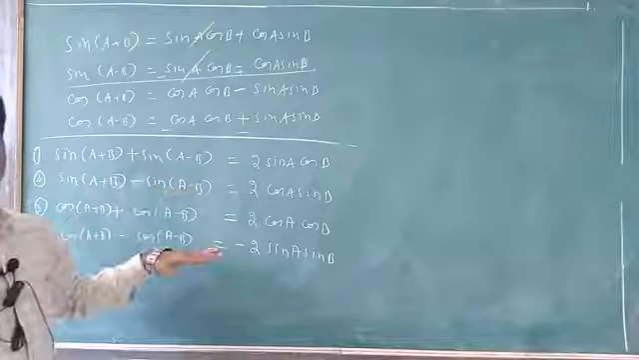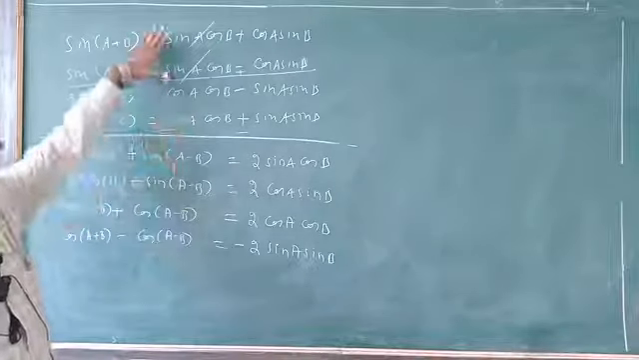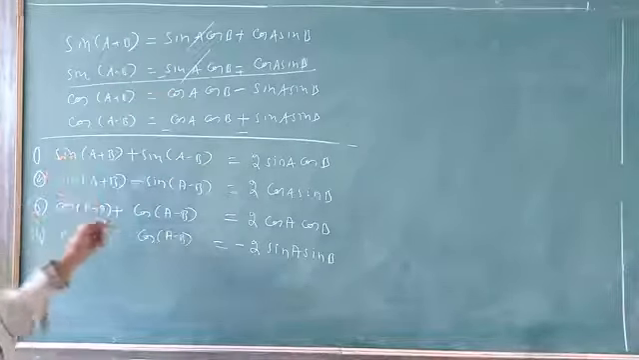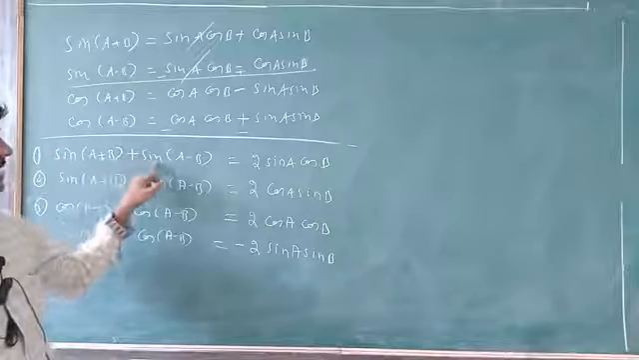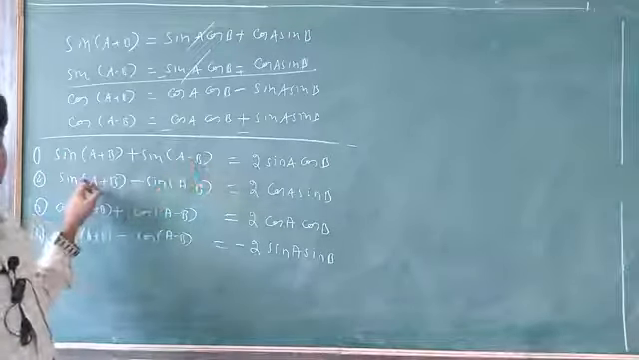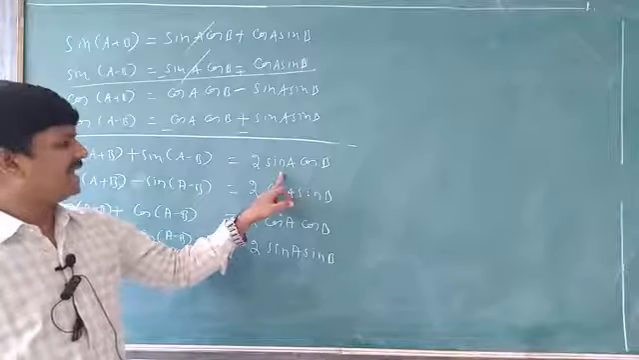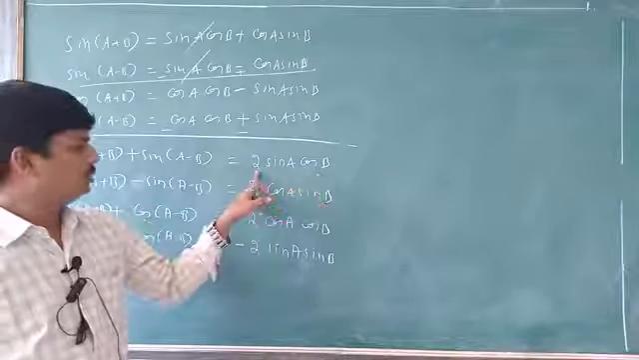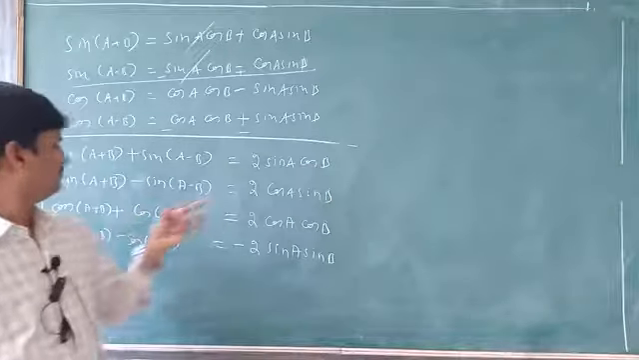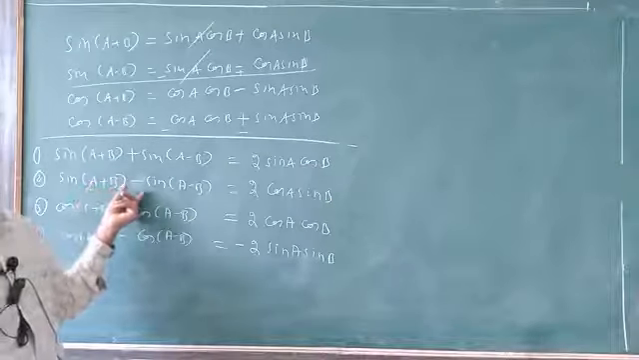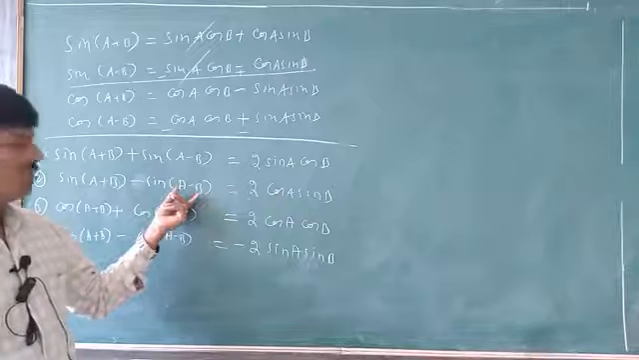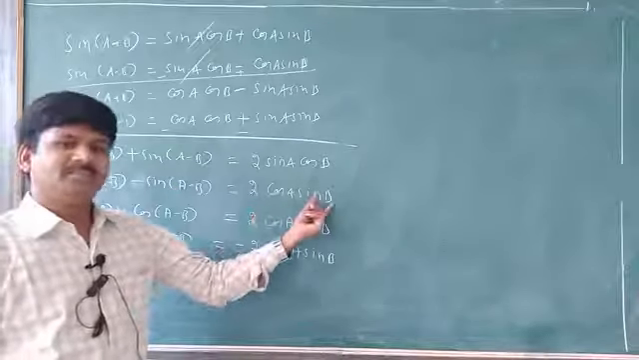So these 4 formulas are also very, very important. These 4 formulas we derived from those earlier formulas. What is the first one? Sin of a plus b plus sin of a minus b. What is the formula? 2 sin a cos b. Next, sin of a plus b minus sin of a minus b: 2 cos a sin b.